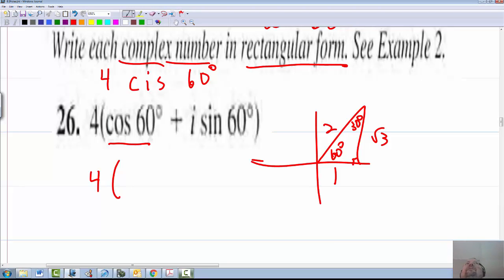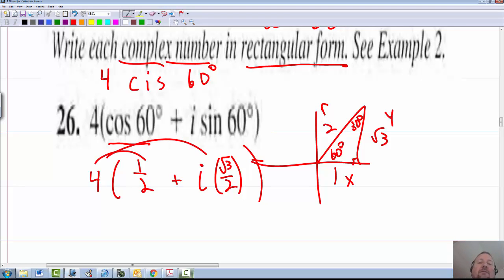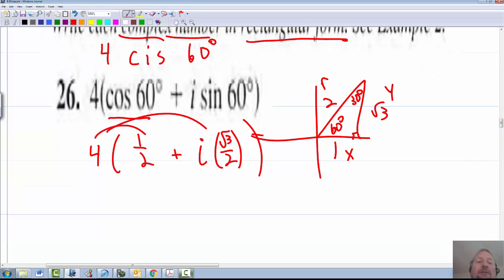All right, but if you don't know them right off the bat, super fast, draw your triangle. Now, what's the cosine of 60? What's the sine of 60? I guess I'll do double parentheses here. And then all you have to do is do this. And now you got this in a plus bi format. What's the final answer?